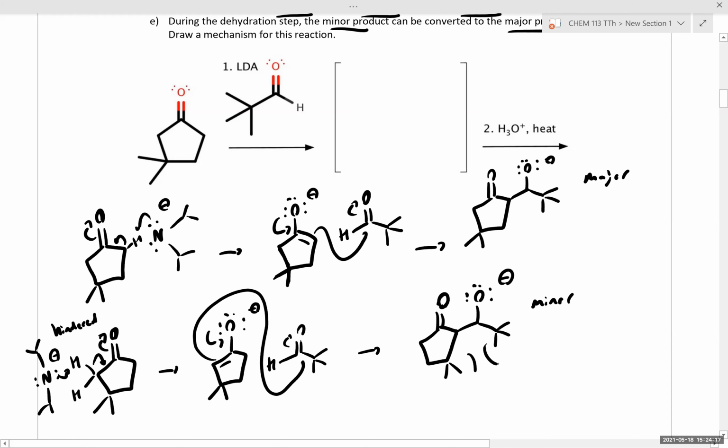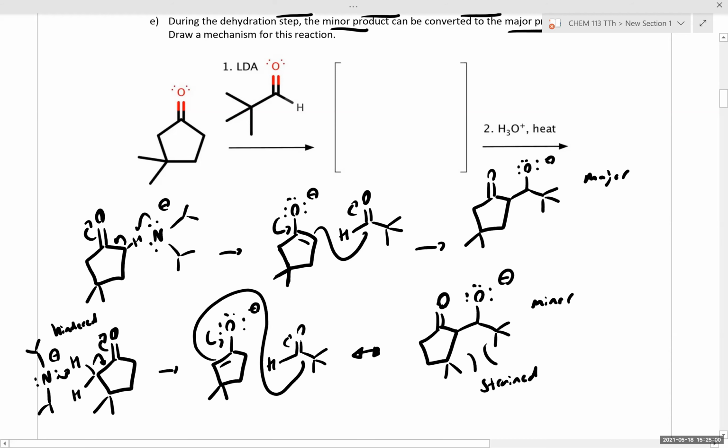The reason why this product is minor is this minor product is heavily strained. And because the aldol reaction is reversible, looking at this case, is this strained product going to last very long? Would it be easy to isolate this strained product? Not really. So because the aldol reaction is reversible, we'll primarily see this less hindered major product as our alkoxide ion in solution.